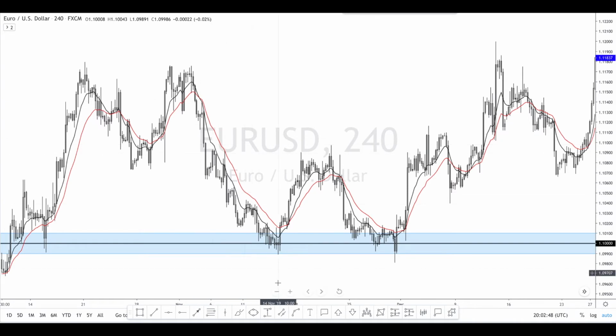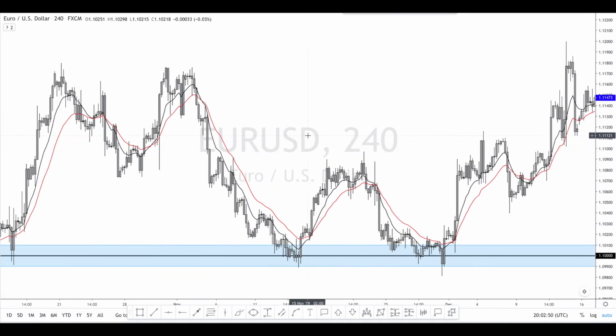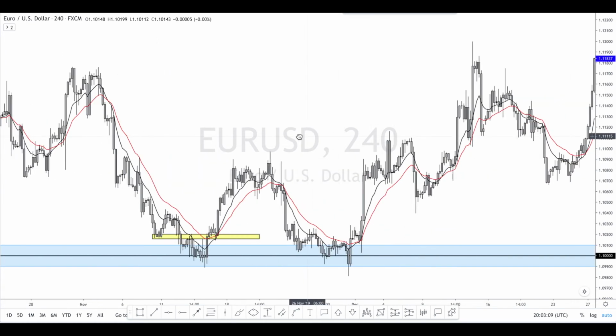The lower you go, they act as nice dynamic support and resistance, as you can see. Even in this nice downtrend here, the 10 and 20 acted as great dynamic support and resistance. And adding in our trading strategy, once price broke above that resistance and the moving averages crossed over, we could have taken a long trade anyway.